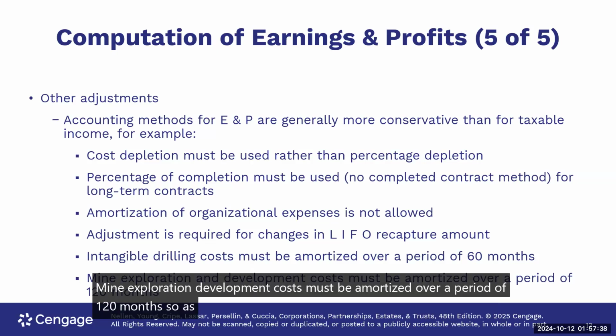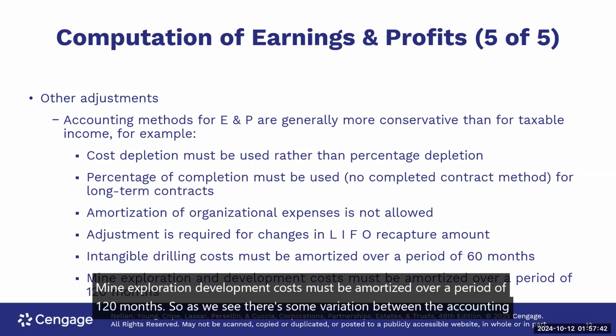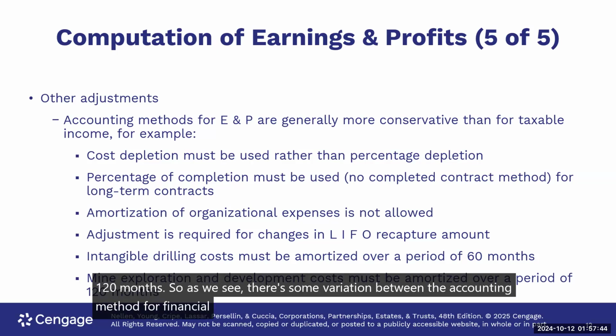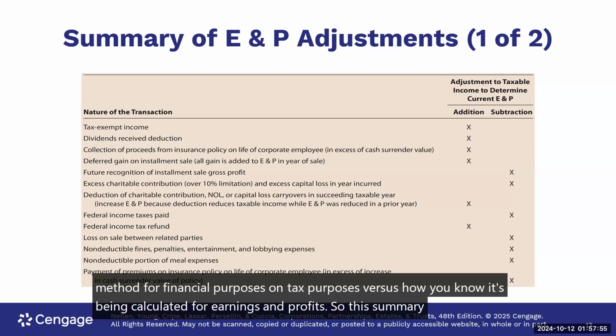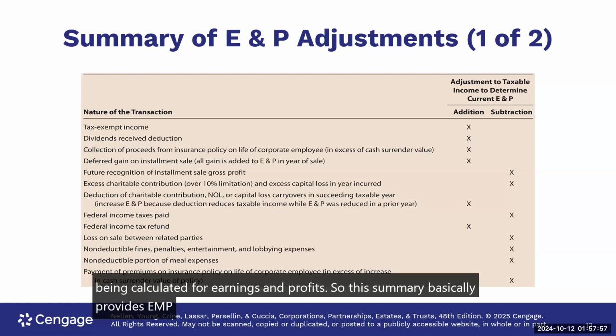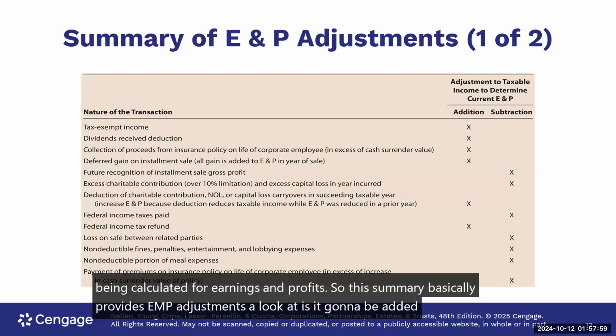So as we see, there's some variation between the accounting method for financial purposes, tax purposes, versus how it's being calculated for earnings and profits. So this summary basically provides E&P adjustments, a look at, is it going to be added to E&P or is it going to be subtracted?